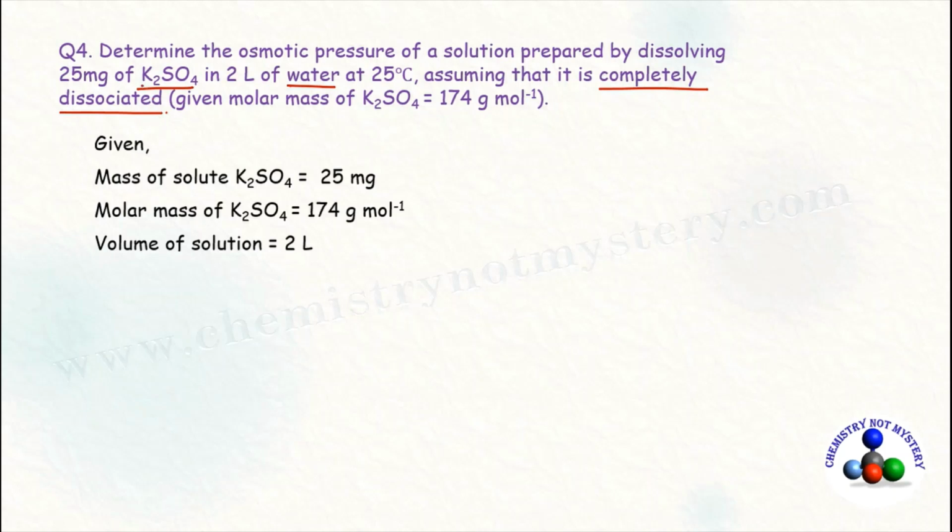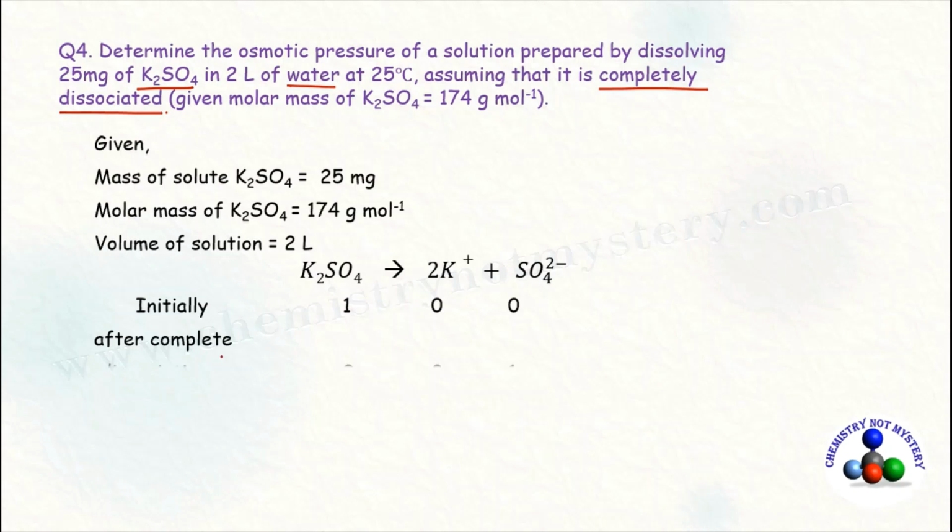So let's calculate the i value for K2SO4. When K2SO4 dissociates, it dissociates into 2 K+ ions and 1 SO4 2- ion. So at the beginning, there was 1 mole of K2SO4 and 0 moles of K+ and SO4 2- ions. After complete dissociation, there will be 0 moles of K2SO4, and 2 moles of K+ ions and 1 mole of SO4 2- ions are produced.